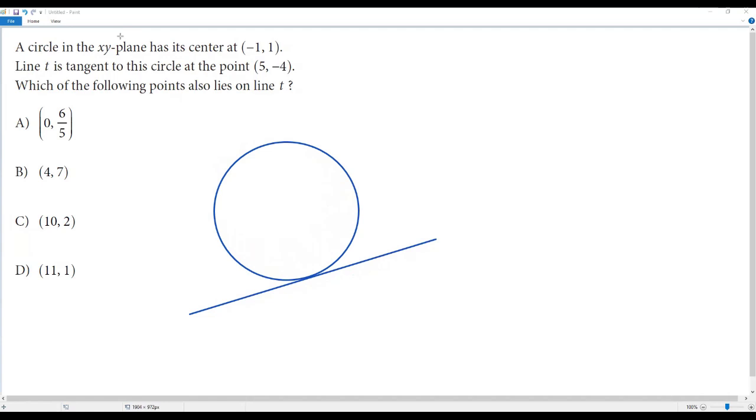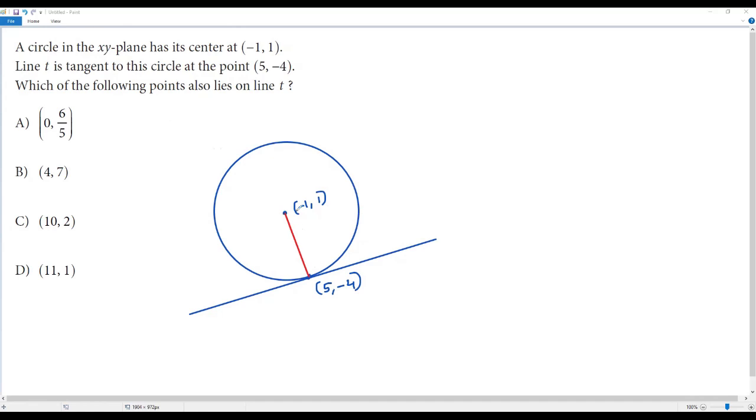And now we can take the center of the circle, that is -1, 1. And the point of tangency is 5, -4, because the question says that T is tangent to the circle at this point. So 5, -4 is the point of contact. Now, let me connect the center of the circle -1, 1 and the point of tangency 5, -4.